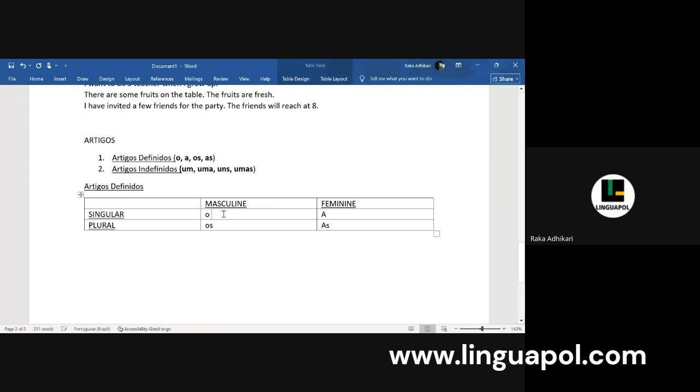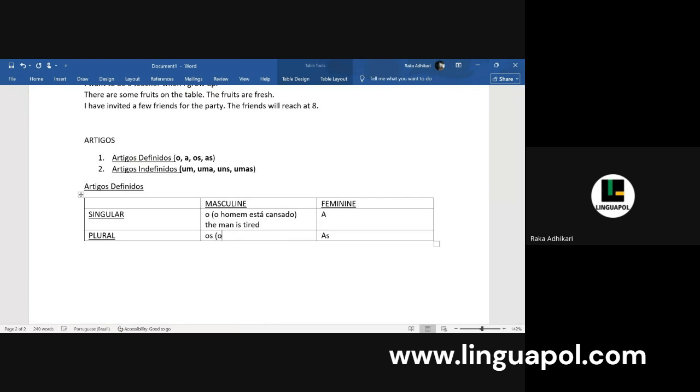Let us see some examples with this. For example, o homem está cansado. Cansado means tired. So what is the meaning of the sentence? A man is tired? Is it a man? The man is tired. Yes. Be very careful. It means the man is tired. We are talking about definite articles.